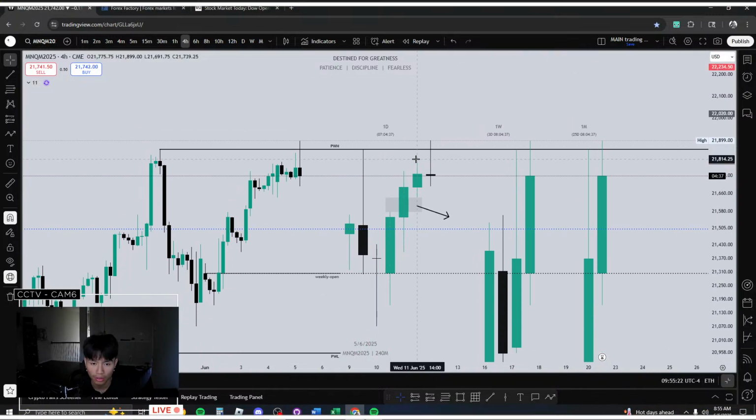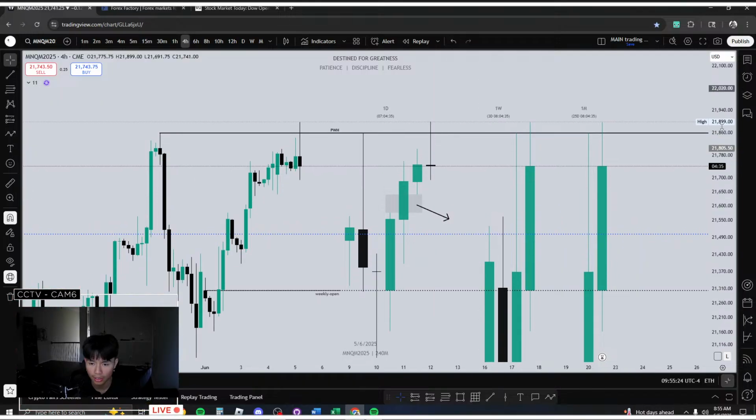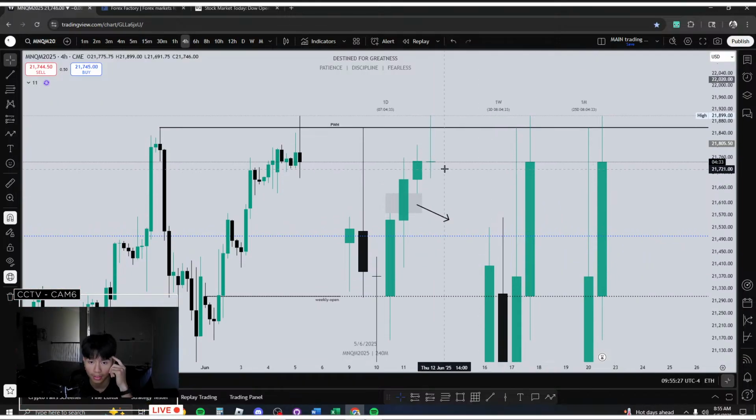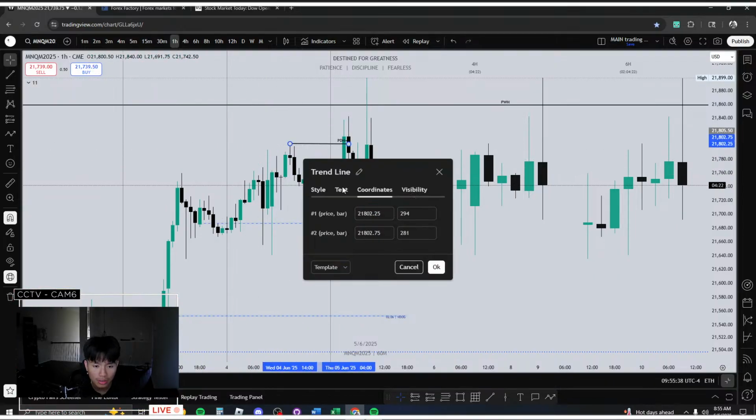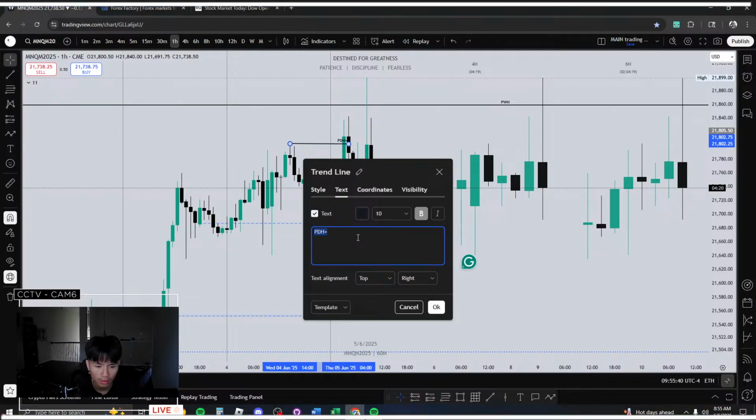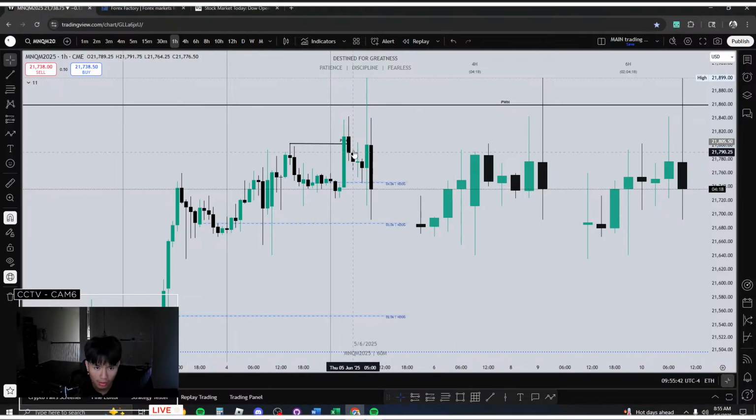And so here, as you guys may notice, coming into the London session, we expanded higher towards the daily high, which is right here.